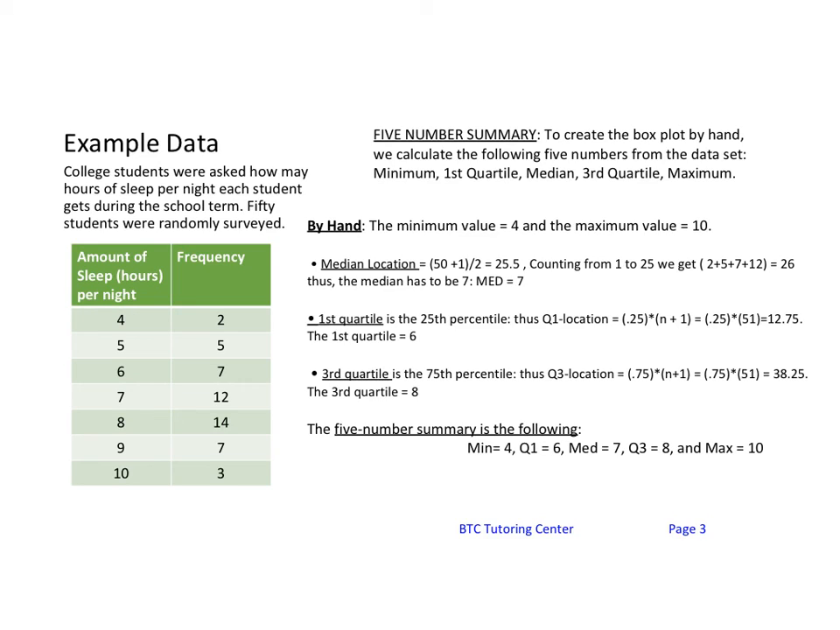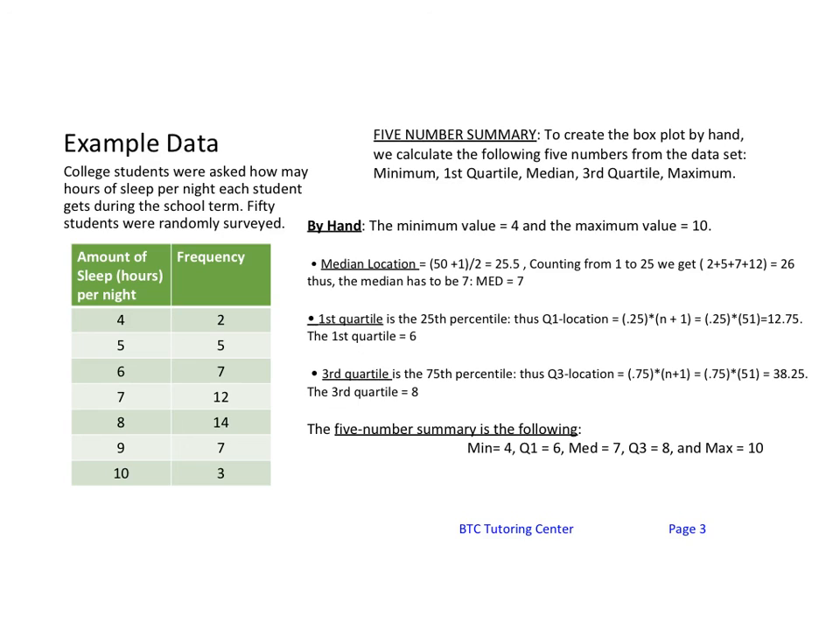Finally, on the third quartile, the 75th percentile, the third quartile location is 0.75 times (n plus 1). 0.75 times 51 is 38.25. And we can count from 2 all the way up to 14, and we will find that in fact the third quartile is 8.